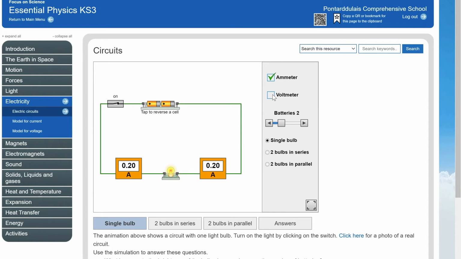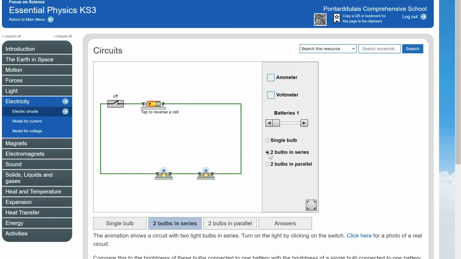The second rule is what happens to voltages in a series circuit. Well, the voltage of the supply, in this case 3 volts, equals the voltage across the components in the circuit. In this case we only have 1 component, 1 bulb, we have 3 volts across that. Let's see what happens if we have 2 bulbs.